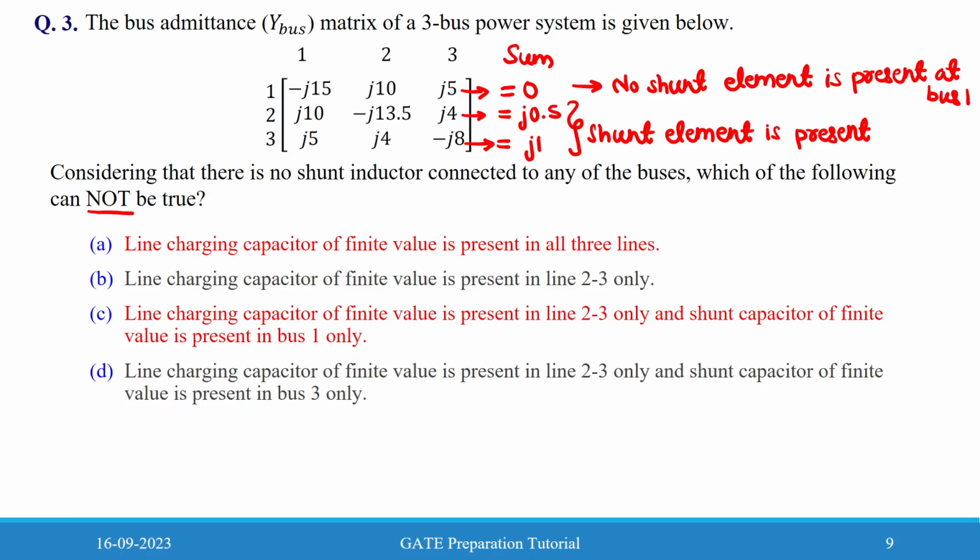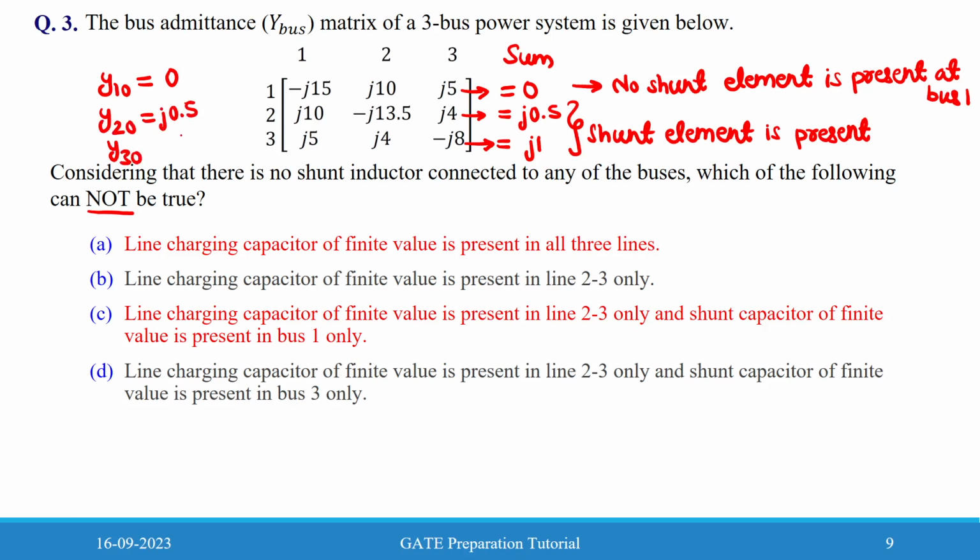We will make the diagram also for the network. And for this value, here you are getting 0. Because these are shunt elements, they are not connected with the line, so you can just name it as y10, whose value is 0, and y20 value is coming at j0.5, because these are shunt elements, so we are representing like this.